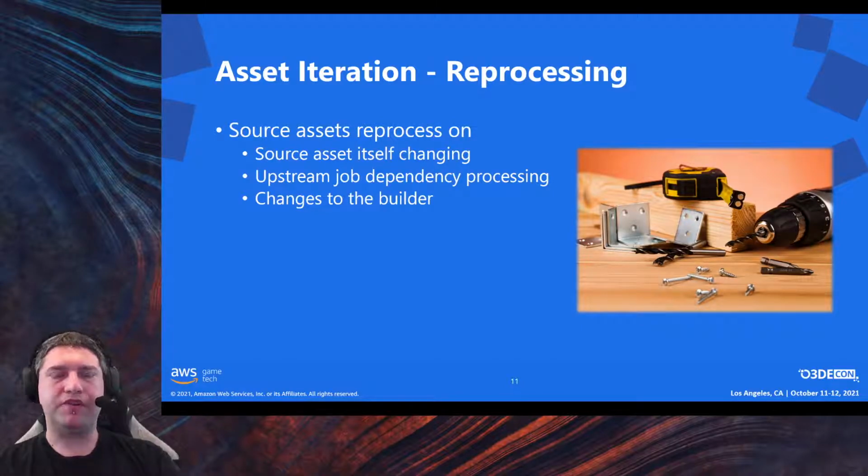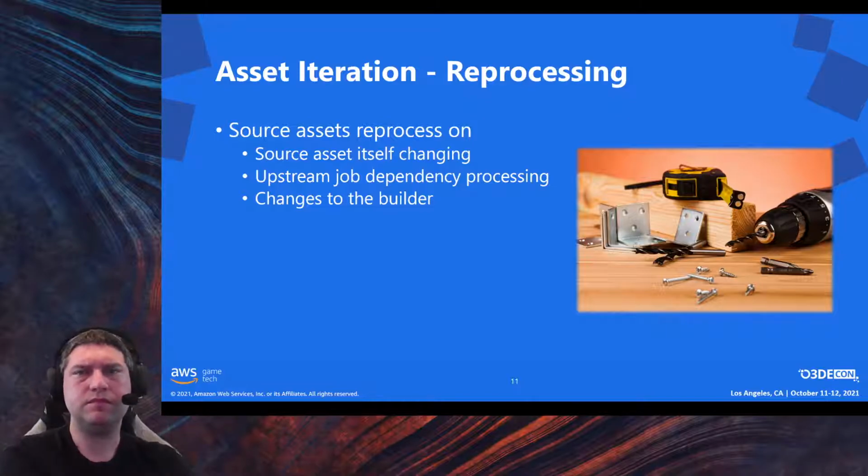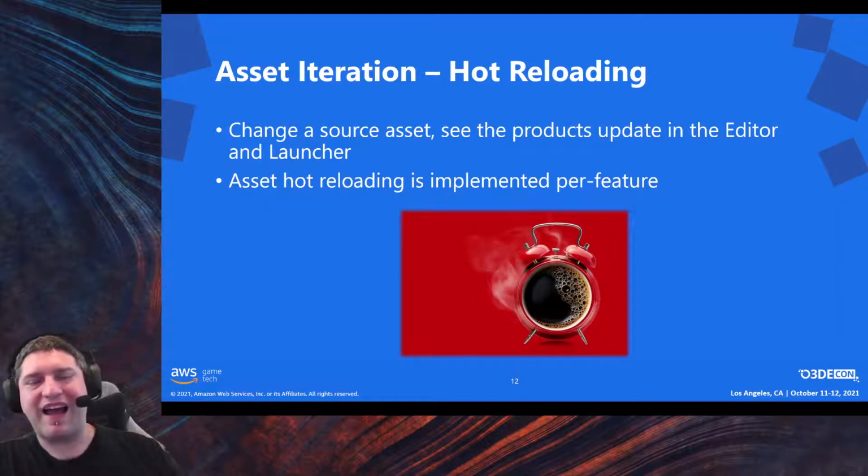Finally, if the builder itself changes, if somebody changes the logic of how a particular kind of asset is processed, then every asset built with that builder will get processed. This is handled through a concept called the builder fingerprint. When a job is run, the fingerprint for that job that was used with the builder is tracked. That way, if the builder's fingerprint no longer matches that job fingerprint, the job will get regenerated and the source asset will be reprocessed.